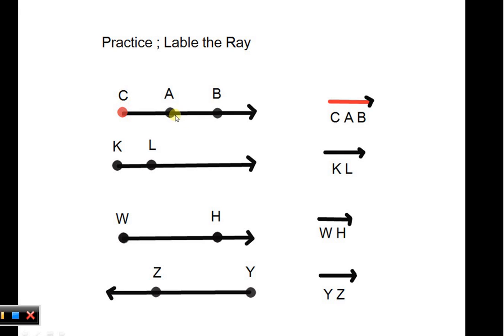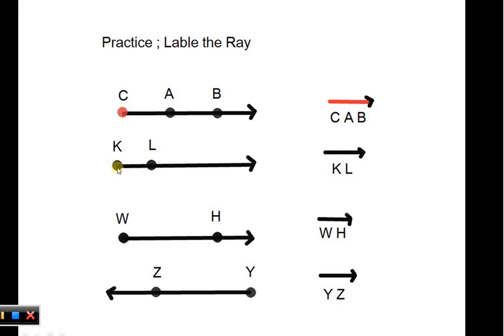And I put 3 points on this line for just an example. You could have labeled this ray CAB, but the quicker way to do it is to just label it CB, because that would include everything in between. You can do that with lines and segments the same way.